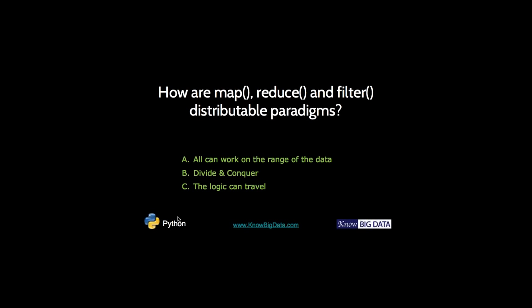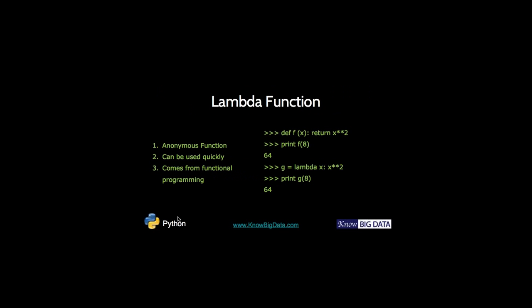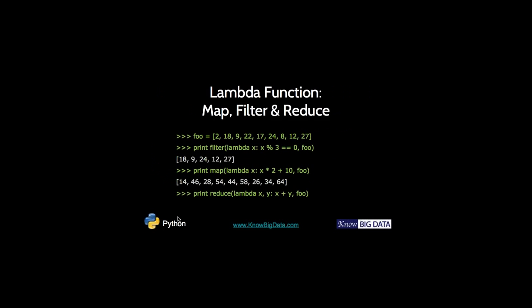So the question is, it's a discussion question. How are map, reduce and filter distributable paradigms? These are paradigms for distributed programming or big data programming, as we call it. Because they are cumulative and associative, input can be broken down into smaller parts. That's only reduce, but we are talking about map and filter also. All can work on a smaller part of the data. If we had written our own for loop, we would require the whole data on the same machine. But here, it can work on any range of data. Second, divide and conquer.